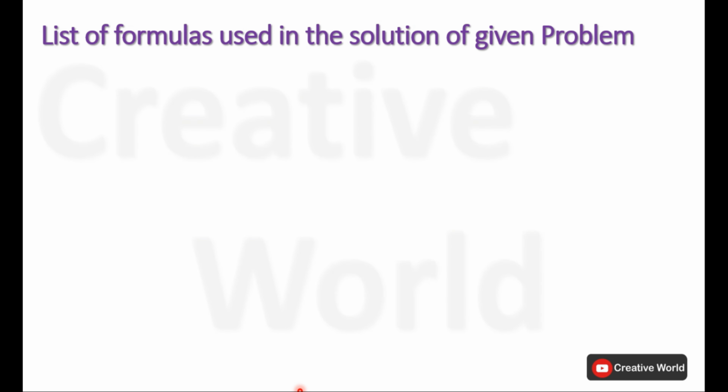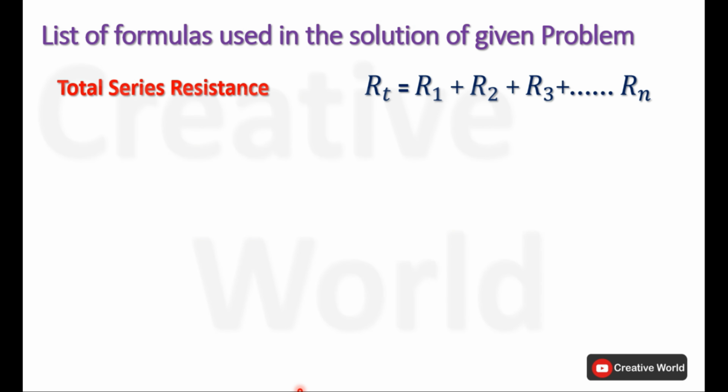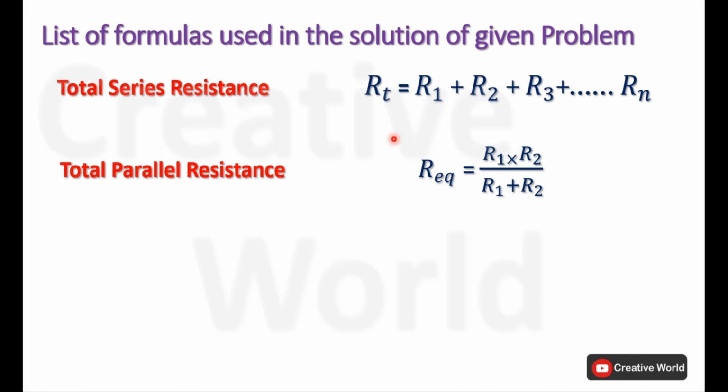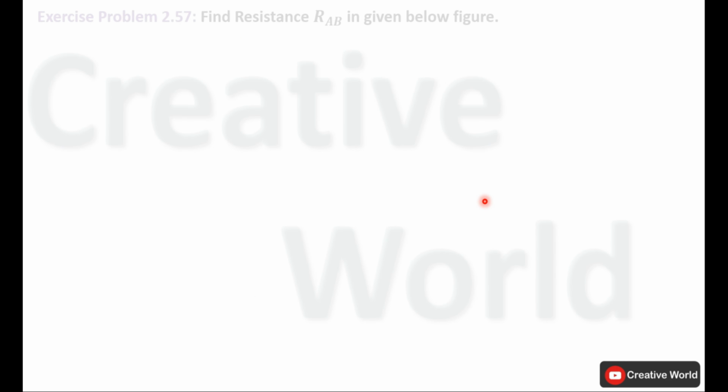While solving this problem, we will be using the total series resistance calculation formula. R equivalent of a series connection is calculated by taking the sum of all resistances connected in series. We also will be using the parallel equivalent resistance calculation formula of two parallel connected resistances. R equivalent is calculated by taking the product of both resistances connected in parallel divided by their sum. Now move towards the problem.